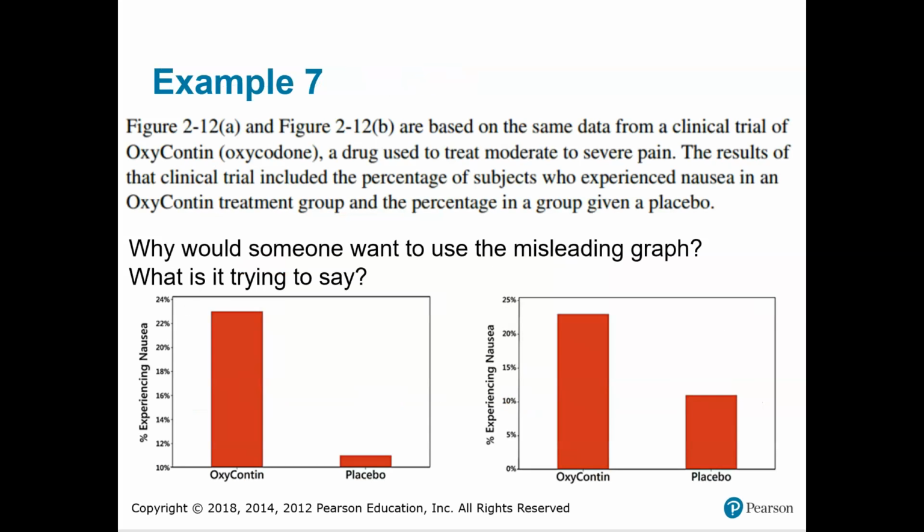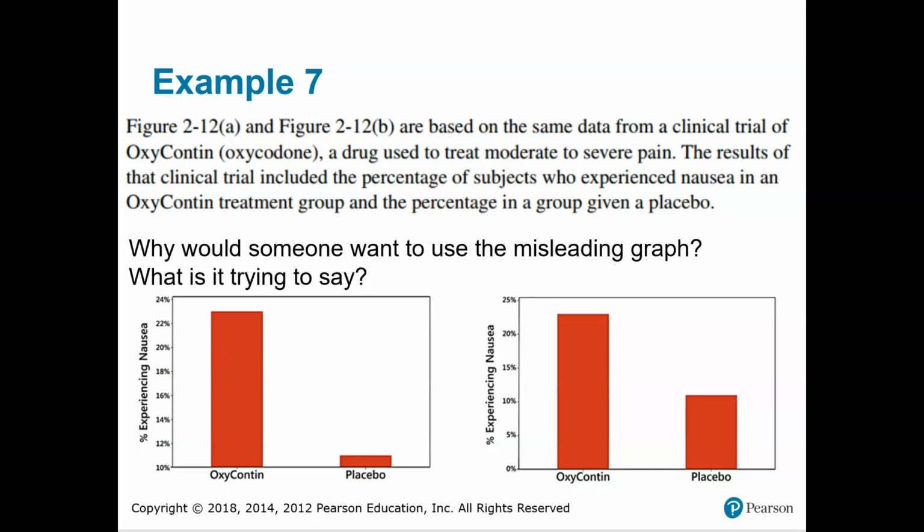Let's look at these two graphs. So these come from the same data, from a clinical trial of OxyContin, a drug used to treat moderate to severe pain. The results of that clinical trial included the percentages of subjects who experienced nausea in an OxyContin treatment group and the percentage in a group given a placebo. So just take a moment and look at these graphs. Why would someone want to use the misleading graph? What are they trying to say?